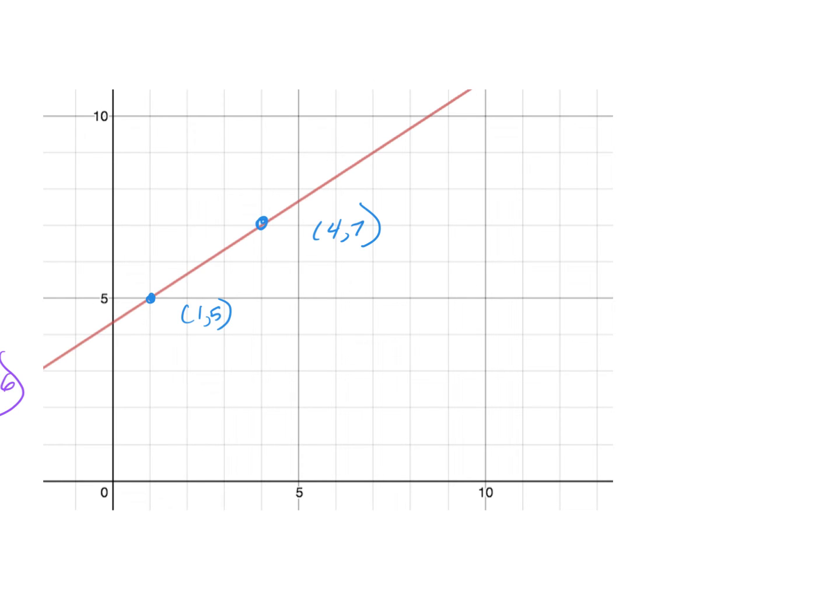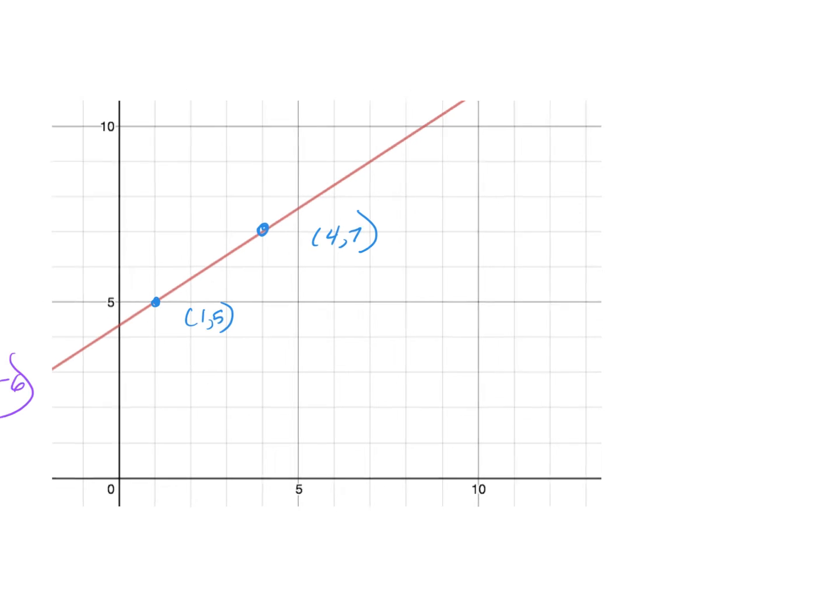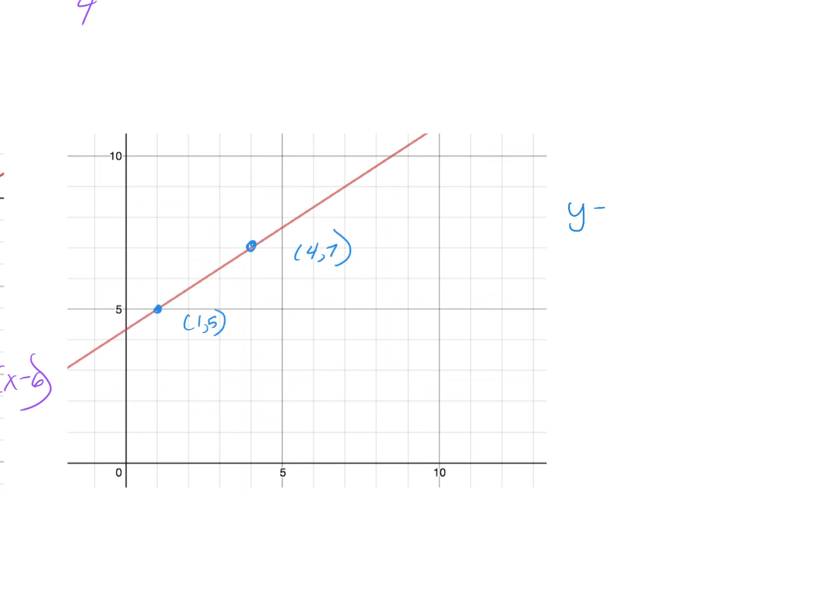All right. Which one's y1? Doesn't matter. So we could do, for instance, y minus 7. What's my slope here, y'all? 2/3. All right, so y minus 7 equals 2/3 times x minus 4. Or I could do y minus 5 equals 2/3 times x minus 1.